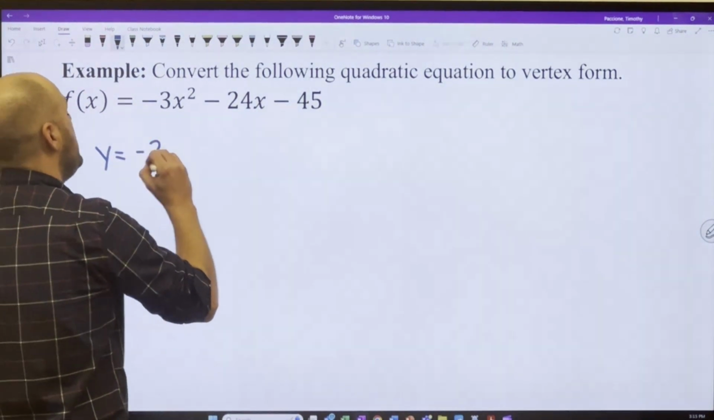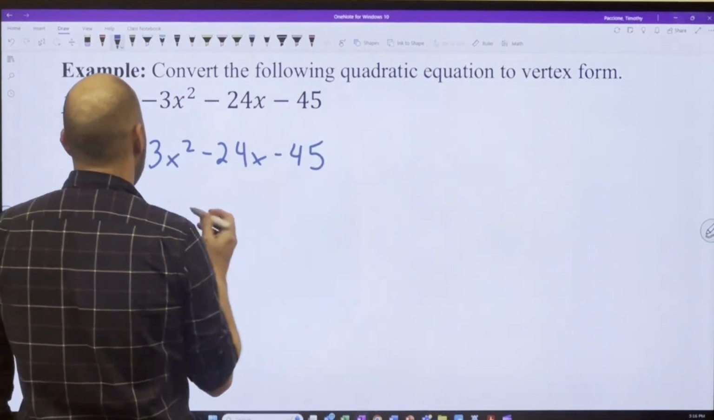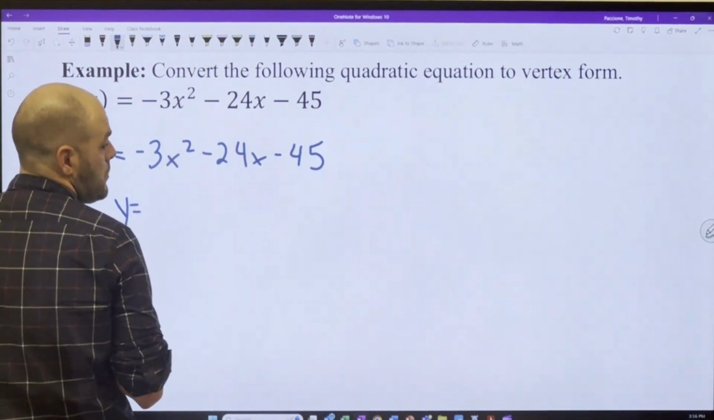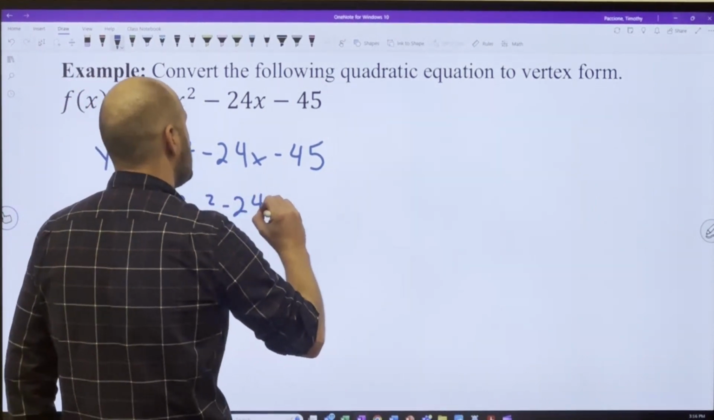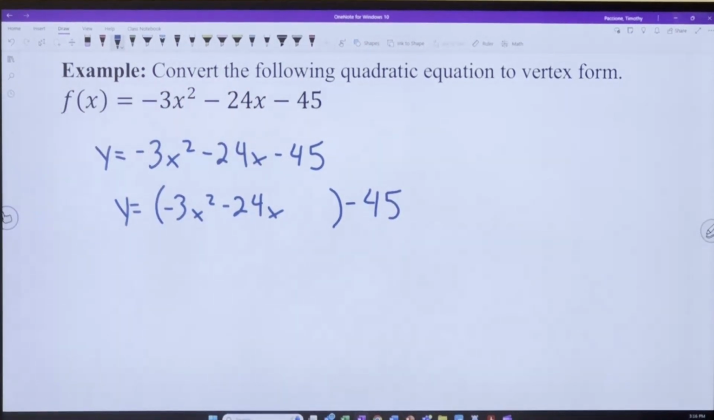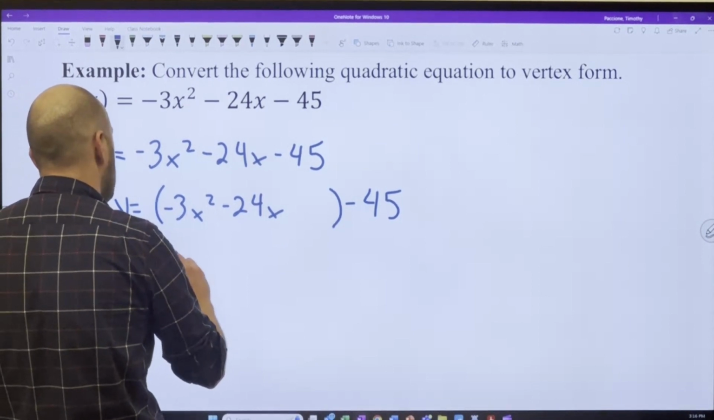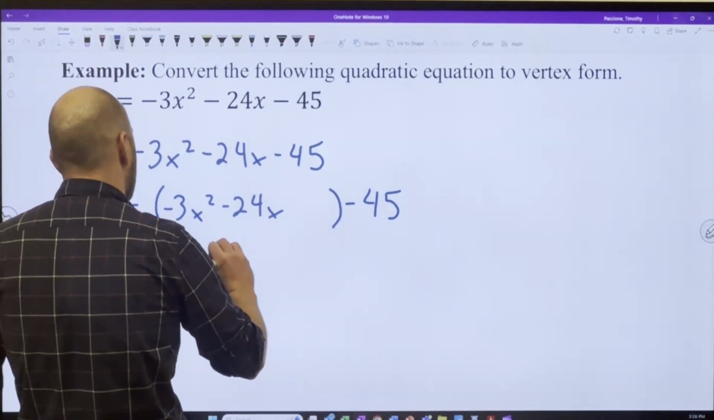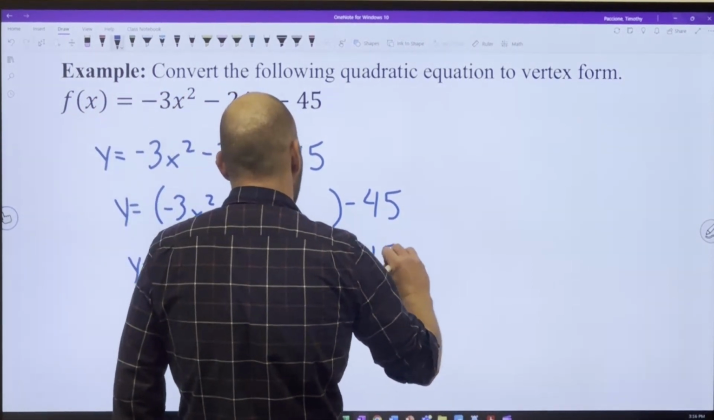Y equals negative 3x squared minus 24x minus 45. First step is kick out the c. Negative 3x squared minus 24x, leave a space, minus 45. Next step is, I'm not ready for perfect square yet because I have that. You got to factor out the negative 3. So y equals negative 3 times x squared plus 8x, minus 45.